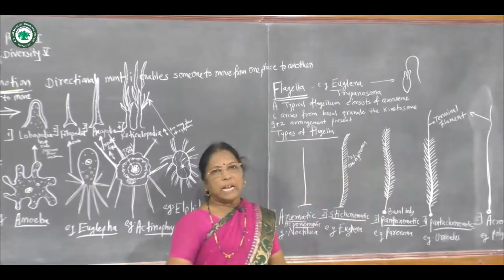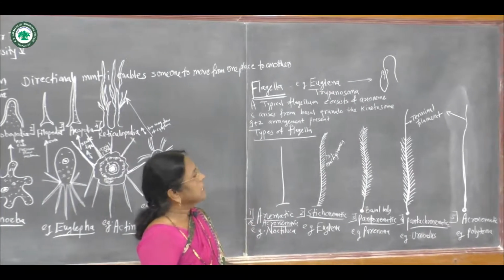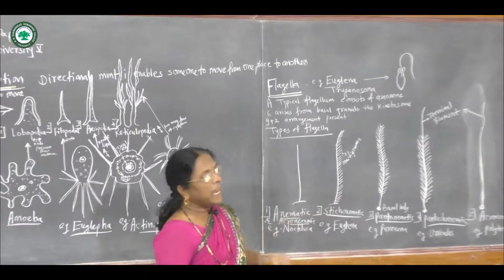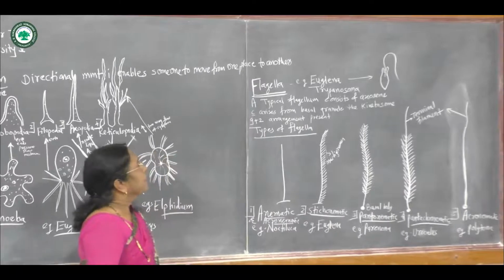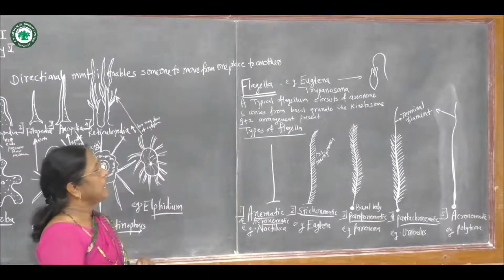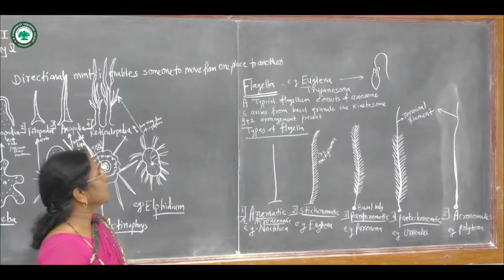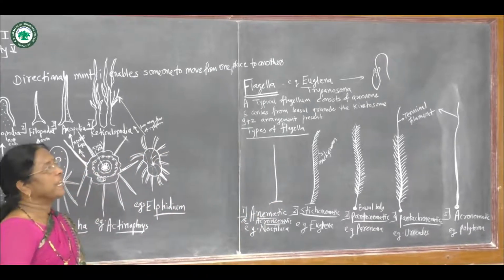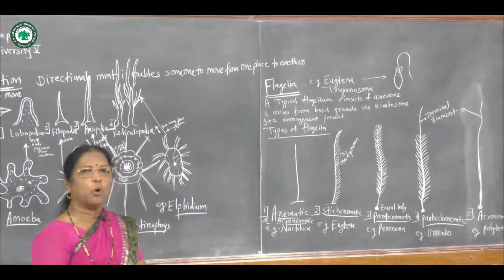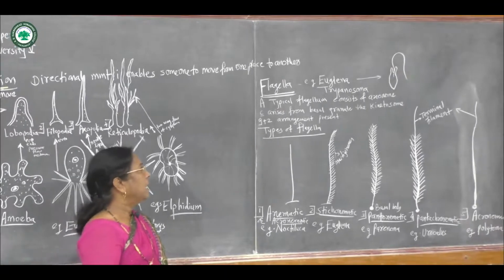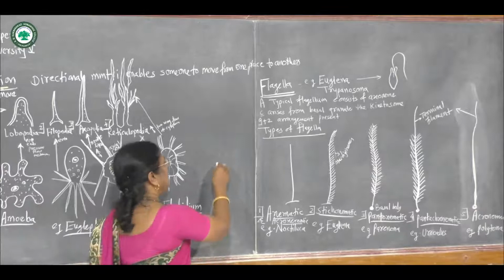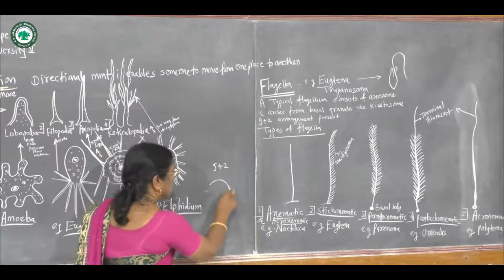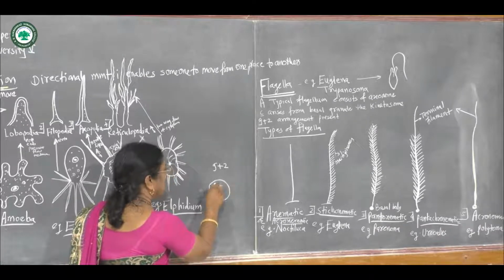Flagellum is single, elongated or large. Sometimes it arises from the front side of the body and sometimes it may arise from the ventral side of the body. Flagellum is a typical structure which consists of an axoneme. The axoneme arises from the basal granule, the kinetosome or blepharoblast, and in the axoneme there is a 9+2 arrangement.